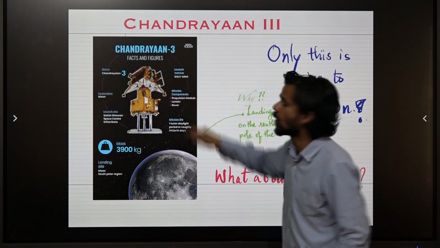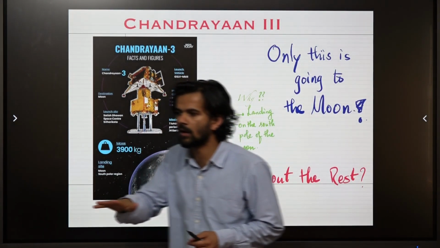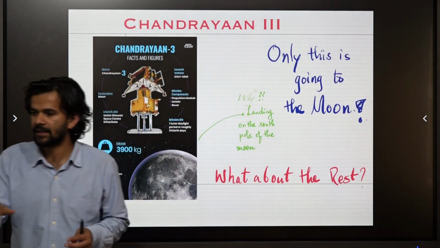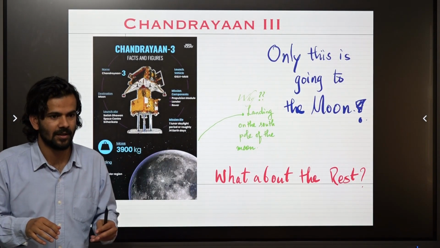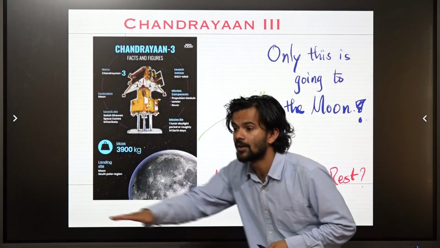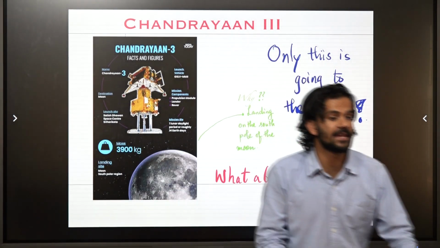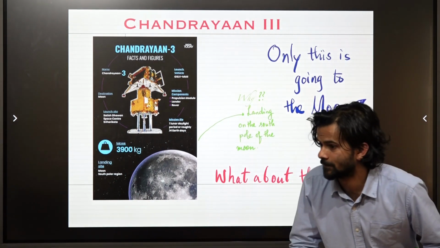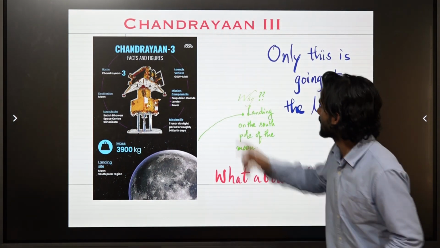And then you have a rover, a small automatic kind of a truck, a car kind of thing, which is called a rover, which will travel, which will move on the surface of the moon. So it has 3 things.